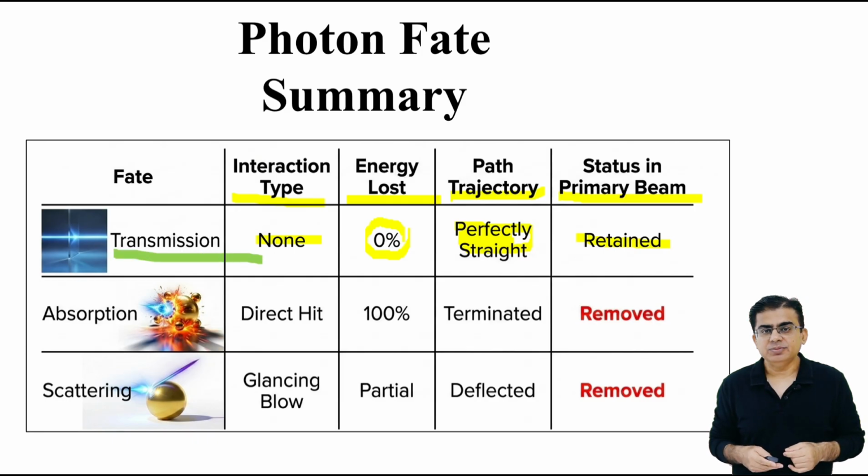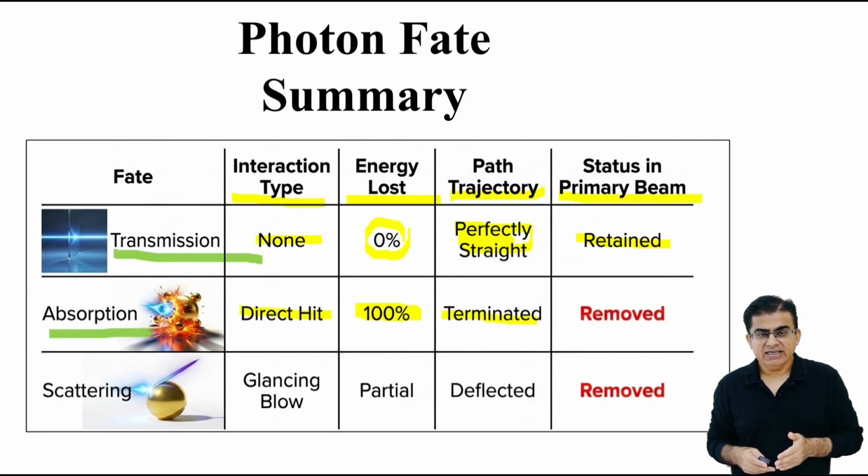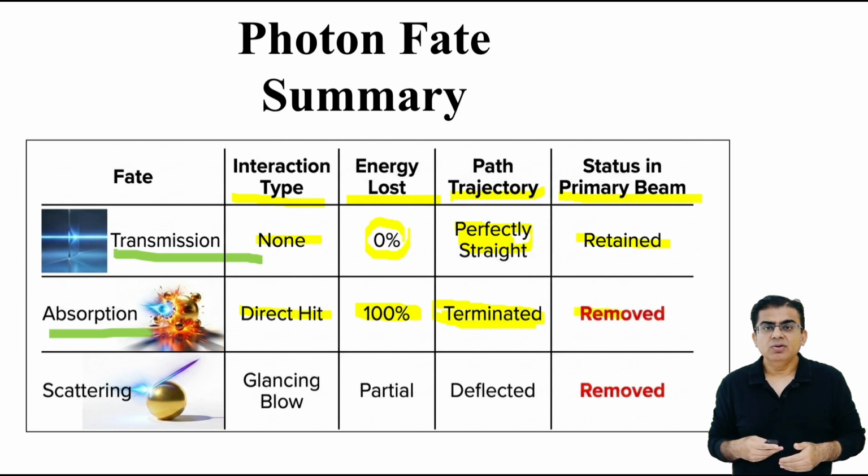Second, we have absorption. This happens when the photon makes a direct hit with a tissue atom. The photon loses 100% of its energy. Its path trajectory is completely terminated. As a result, it is permanently removed from our primary beam. We can say that the X-ray photon is absorbed.